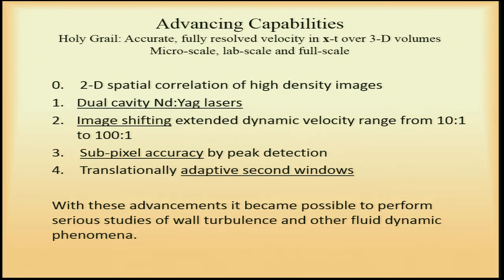Gertigan, I think, Copenhans and colleagues came up with the idea of a dual cavity laser instead of two separate lasers or one laser double pulsed within the fluorescence time. Image shifting, I won't go into details here, but that was actually an important development for about a decade. The dynamic range up to that time was only about 10 to 1, and it increased it tenfold. And so we went from having like a one-digit voltmeter to having a two-digit voltmeter. Okay, well, that made a lot of difference.